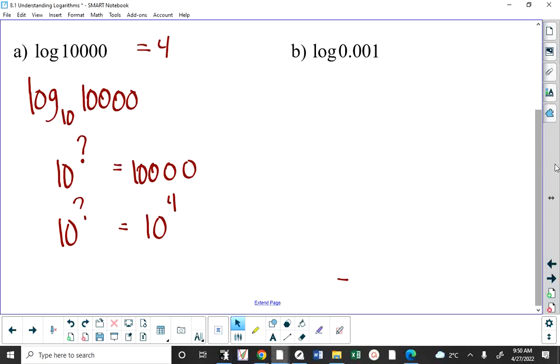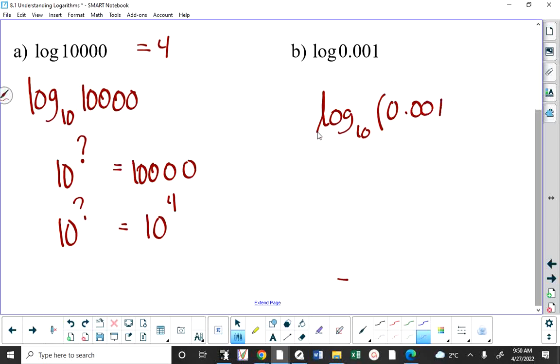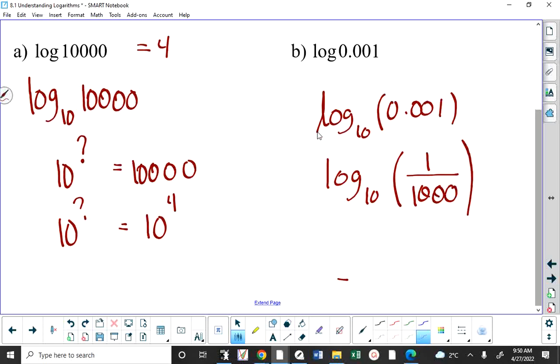Without using a calculator, what is this? Well, this is log base 10 of 0.001, which is log base 10 of 1 over 1,000. By a show of hands, just put your hand up and then down. How many of you know what this is equal to? Okay. If you don't, then you need to say that this is the exponent to which you raise 10 to get 1 over 1,000.